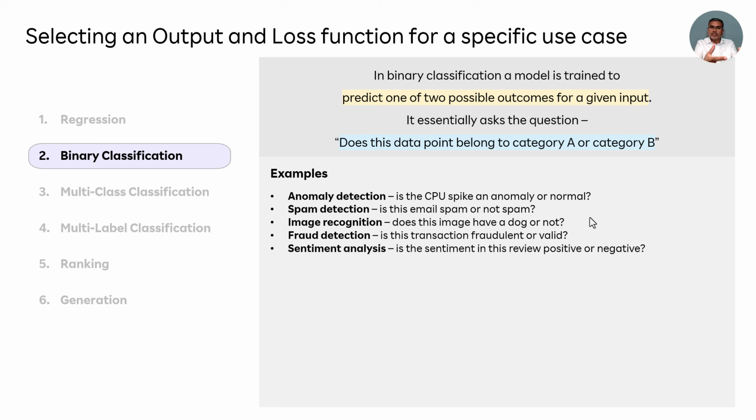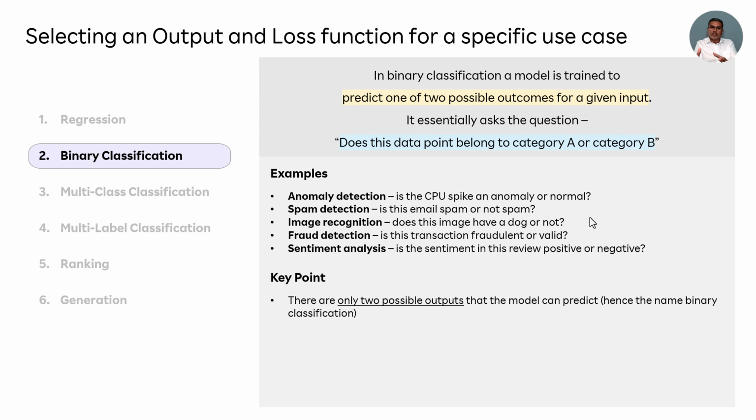Or, for example, you give it a tweet and it analyzes the tweet and says, is the sentiment in the tweet positive or negative? So the key point here is there are only two possible outcomes. Either it is A or it is B. It can never be A and B. It has to be one of those two. That is the reason why it's called binary classification.